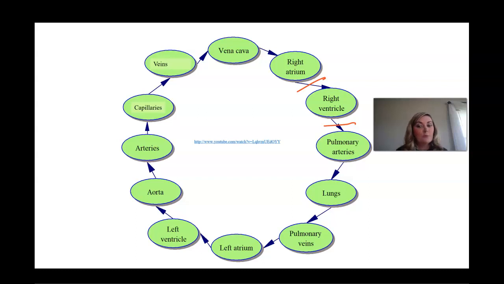It comes back in through the pulmonary veins into the left atrium. The left atrium contracts. It goes through what's known as the bicuspid valve or mitral valve, depending on what text you're using, into the left ventricle.